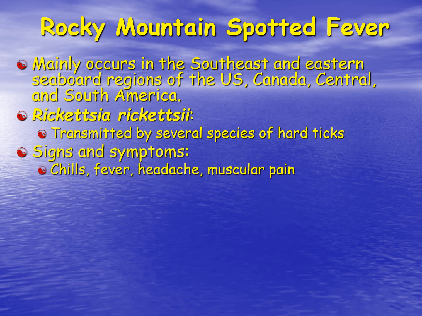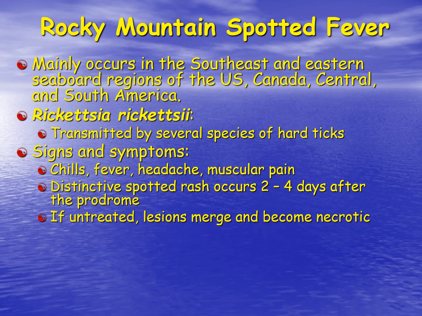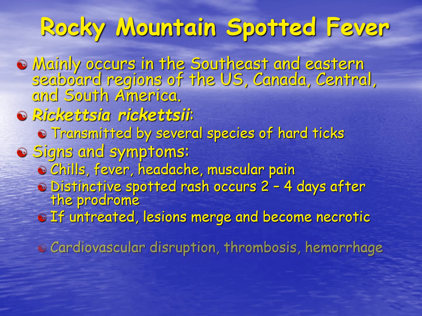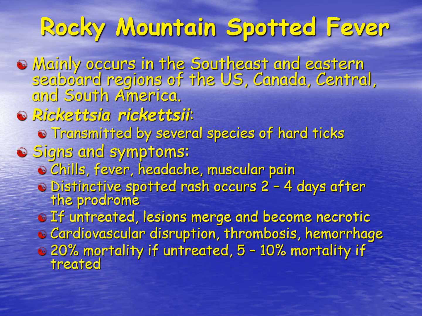Rocky Mountain spotted fever will induce chills, fever, headache, muscle pain, and typically the distinctive spotted rash will occur somewhere between 2 to 4 days after the prodromal period. If untreated, lesions of the rash will merge and actually become necrotic. Cardiovascular disruption, thrombosis, and hemorrhage can occur with Rocky Mountain spotted fever. It carries a 20% mortality rate if untreated, 5 to 10% if we treat it.